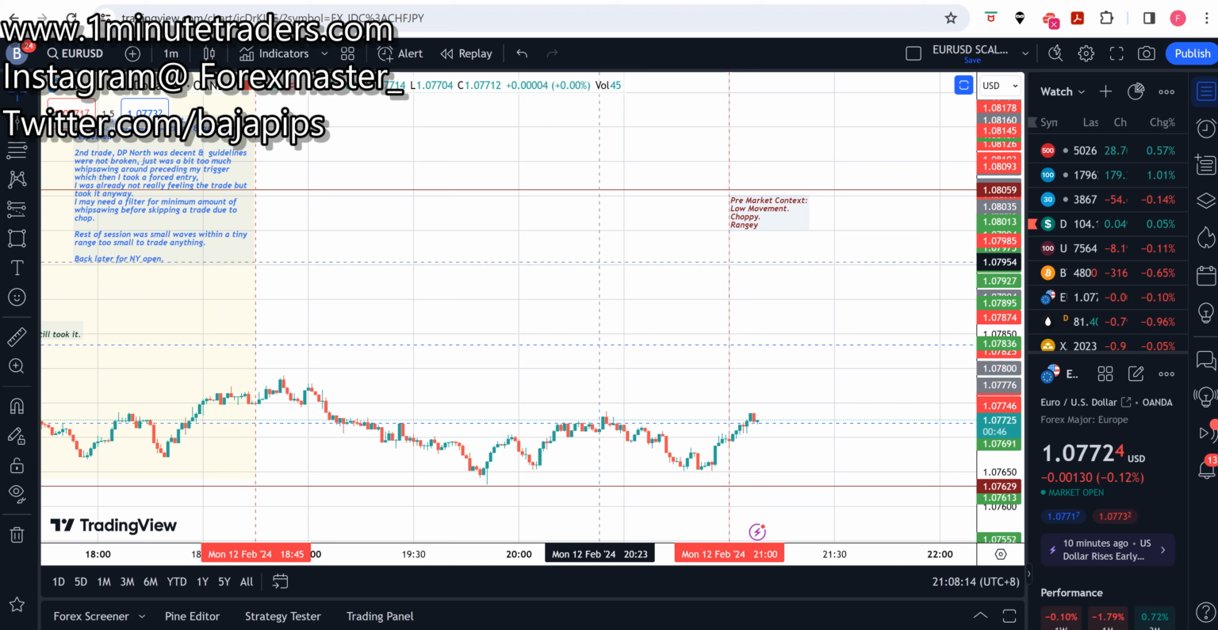Right now I need to see price break daily lows, or we need to go up further, because like I said, it's just too little movement for me to really be trading anything now. So I'm just going to wait, sit on my hands.